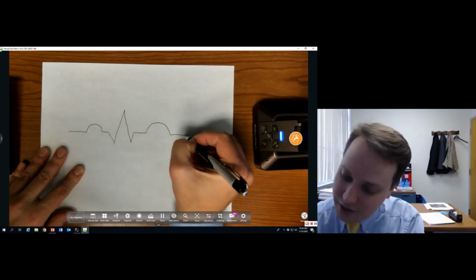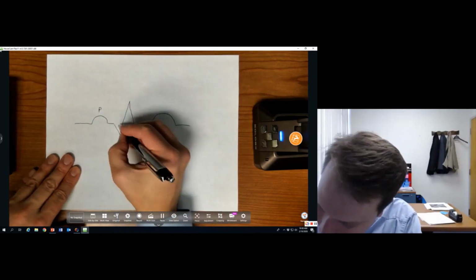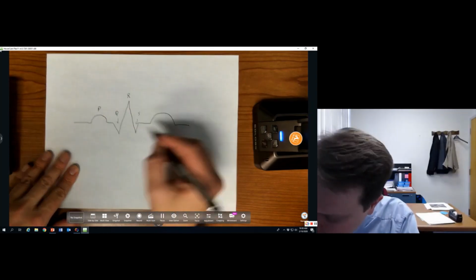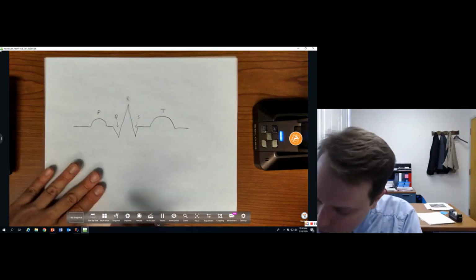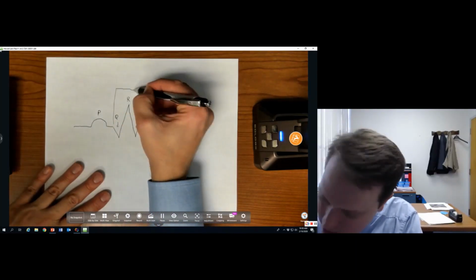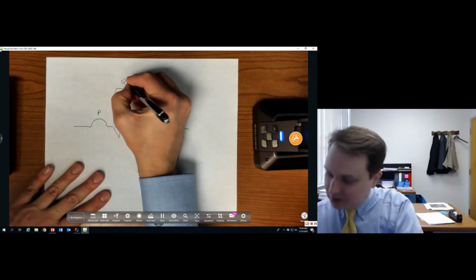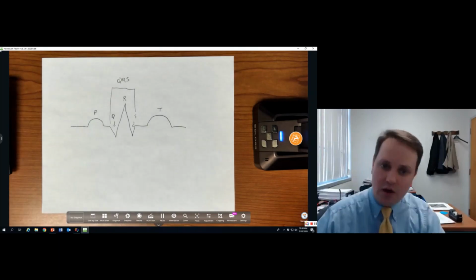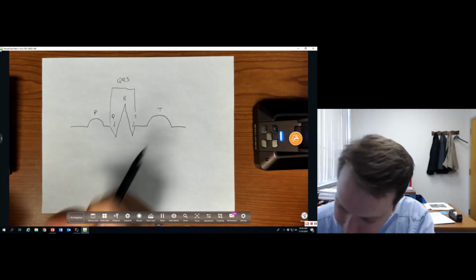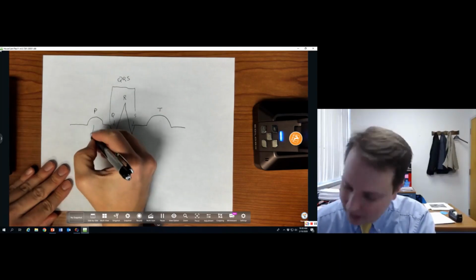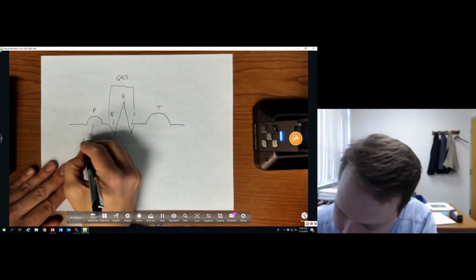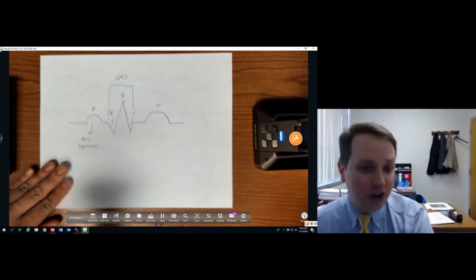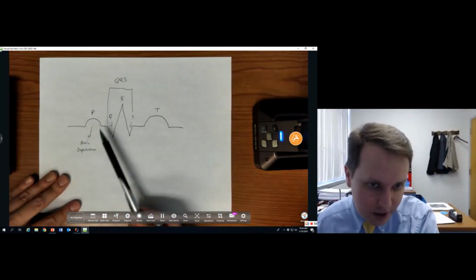Okay, so there is a P, a Q, an R, an S, and a T wave. Now, we call this area right here the QRS complex. So we have P, QRS, T. Okay, so P wave. What happens in the P wave? That is when the atria depolarize, and that means they're about to contract. Atria depolarize during P wave.